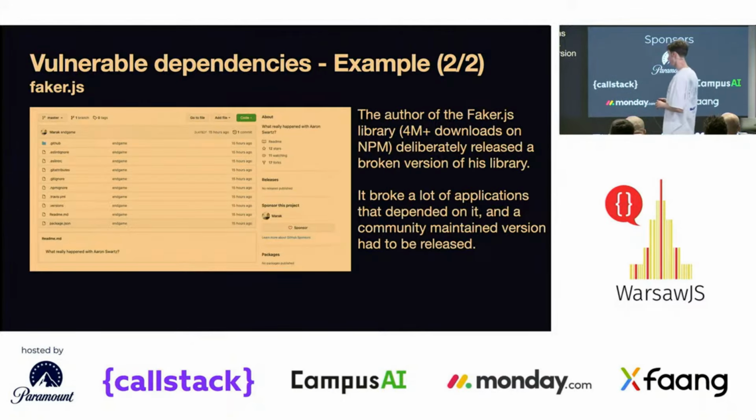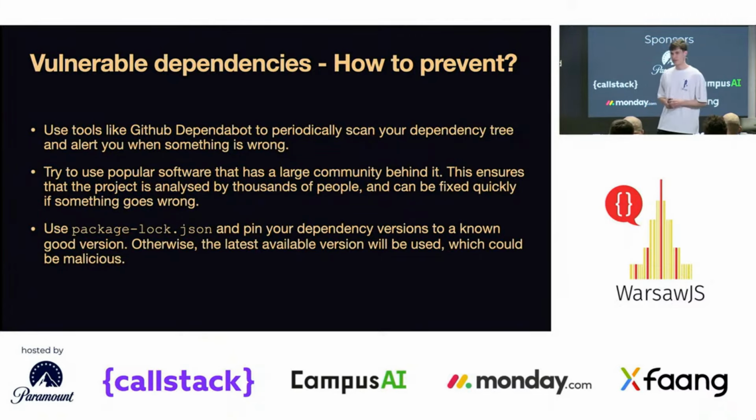Another example might be the FakerJS library, where the author behind this library deliberately created a new release that was broken, and it crashed dozens of applications and GitHub workflows because of that. So to prevent this, you should use things like GitHub Dependabot, which analyzes your application's dependency tree and alerts you if something is vulnerable, if something is wrong. You should rely on popular software whenever possible, because popular libraries usually have dozens of eyes behind them, and if something is wrong, they tend to be fixed pretty quickly. And you should use the package-lock JSON file in your projects to pin your dependency tree to a specific known good version, in case the latest one is vulnerable, so you would prevent it.